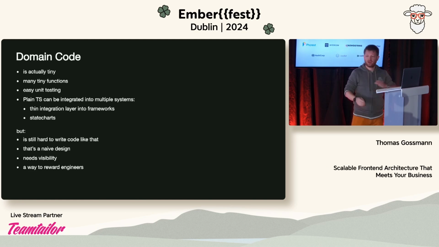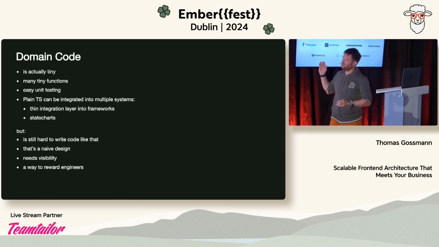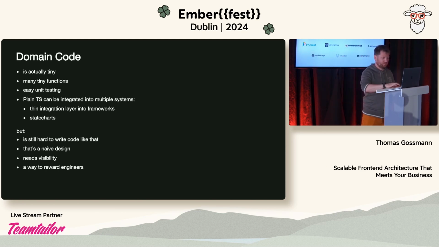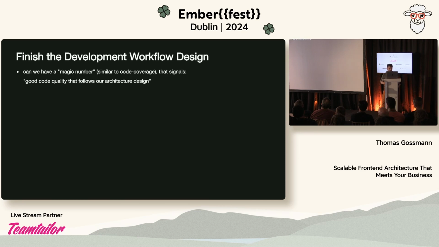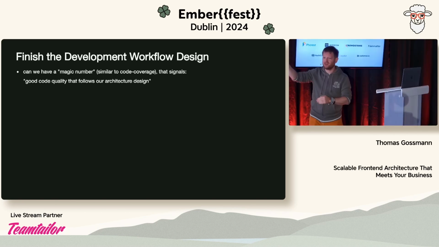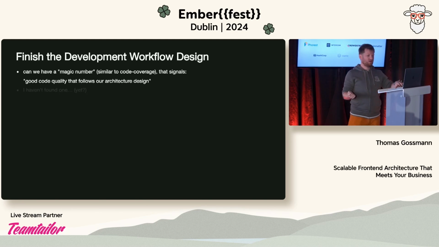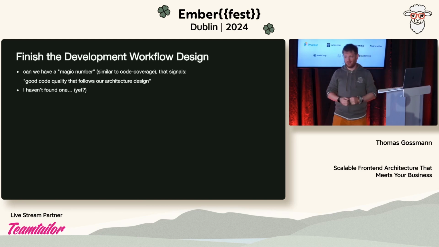So this is the way we want to safely guide the engineers around the island. So we need to implement that. Let's finish the design workflow around that. I thought maybe we can have a matching number that says, if this number is high, similar to code coverage, that means engineers are following the architecture design that we put up here. But spoiler alert, no, I didn't find one.